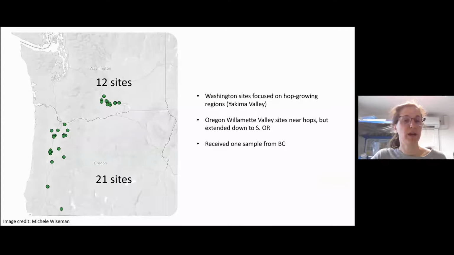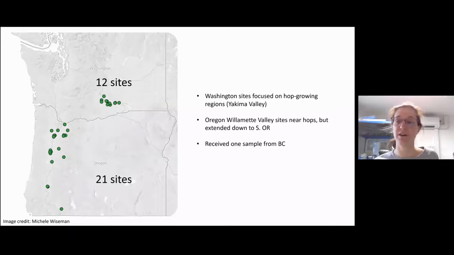So here's just a quick image of the sampling sites in each one of the locations. We had 12 sites in Washington and 21 sites in Oregon. I should also mention that this Western IPM grant that we received was geared a lot towards understanding what the risk is for the hops industry. It's a lot of how we justified getting these fundings.